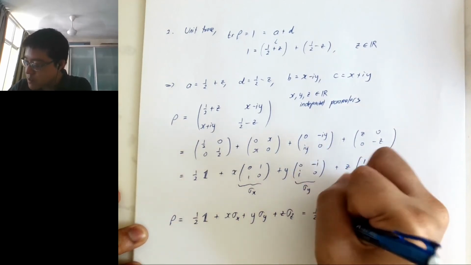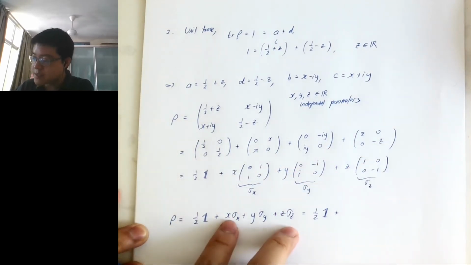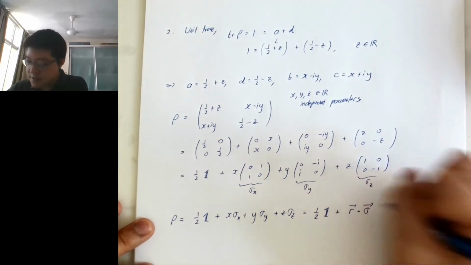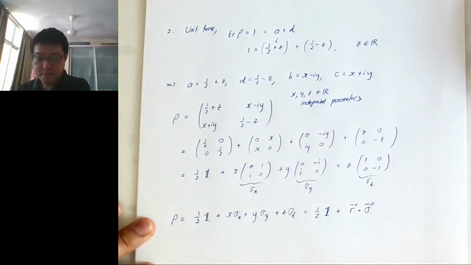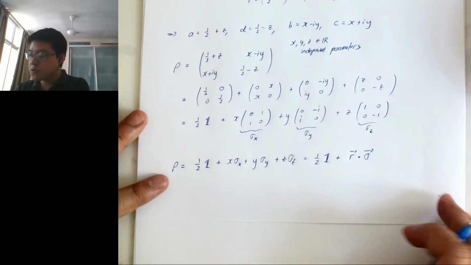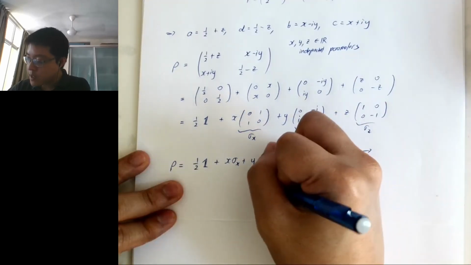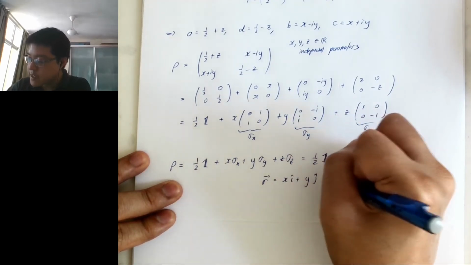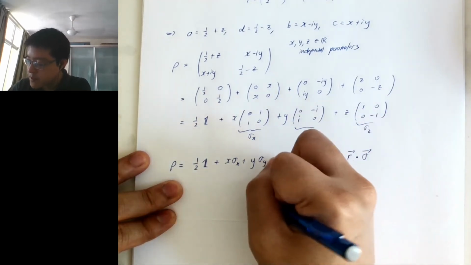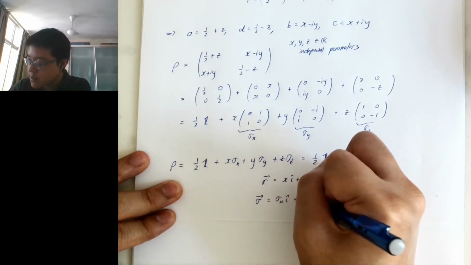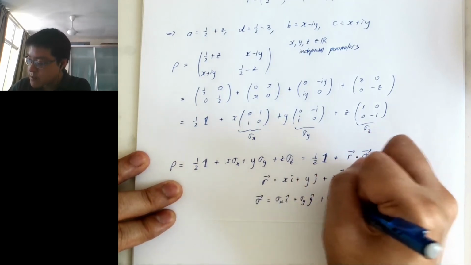Sometimes it is convenient to write this as a dot product. This one looks like a dot product of a vector r with sigma, where r is just x i plus y j plus z k, something we are familiar with. Sigma is the way of writing sigma x i, sigma y j, sigma z k.